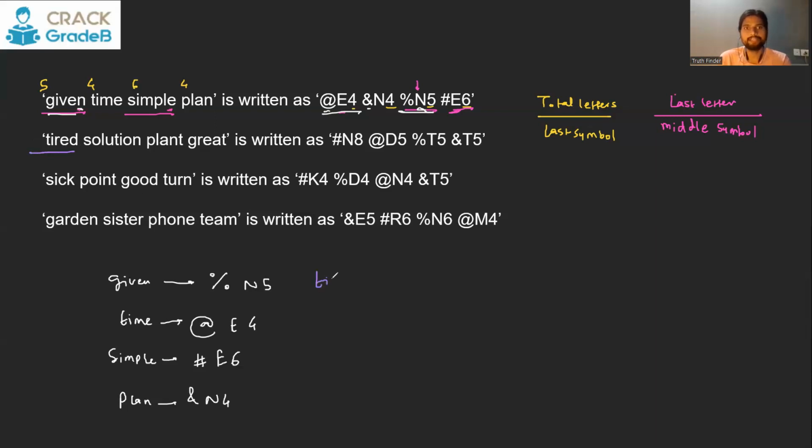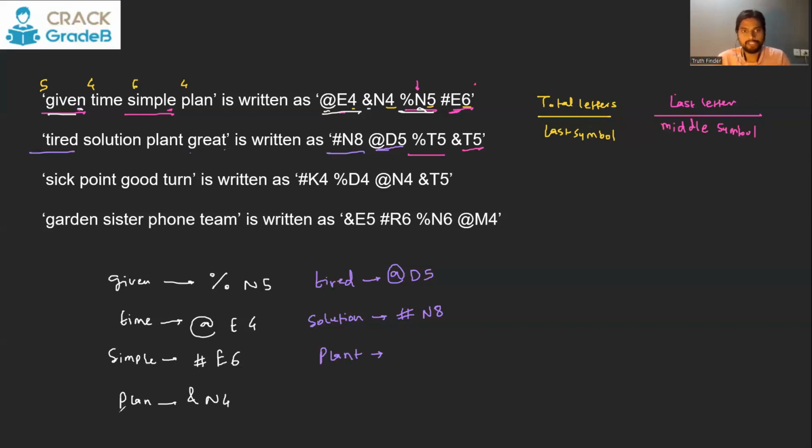Now tired has 5 letters and it ends with D. So 5 letters and D means this is the code for tired: @D5. Solution has 8 letters, so this has to be the code for solution. Then plant has 5 letters and ends with T, and great also has 5 letters and ends with T. That means one of them has to be plant and one of them has to be great. Now what is what?